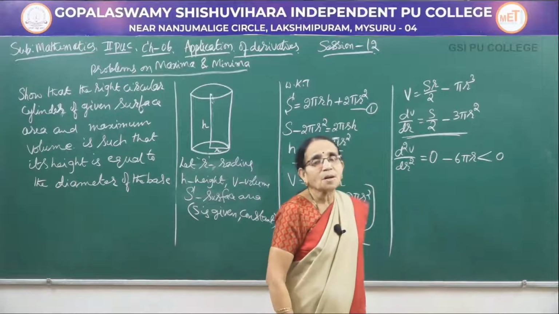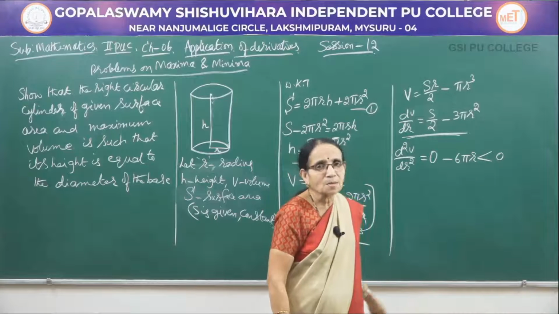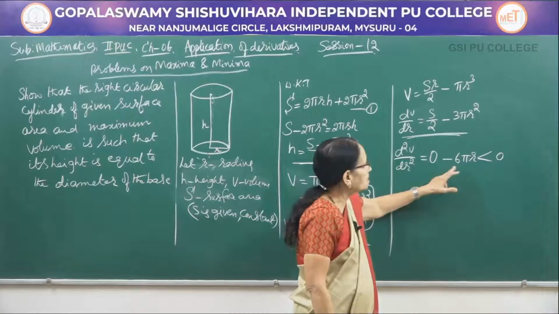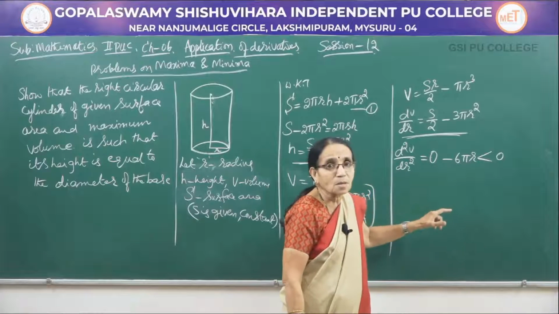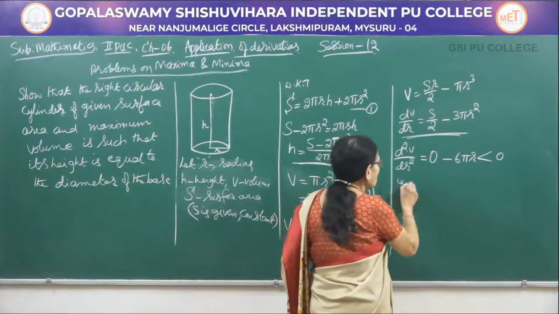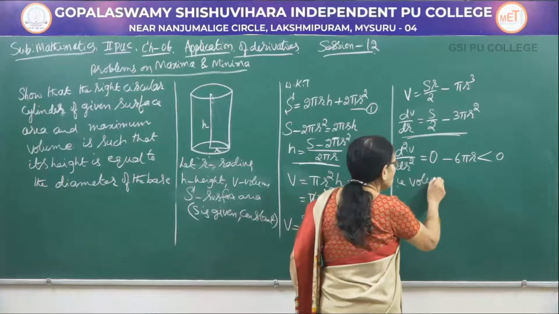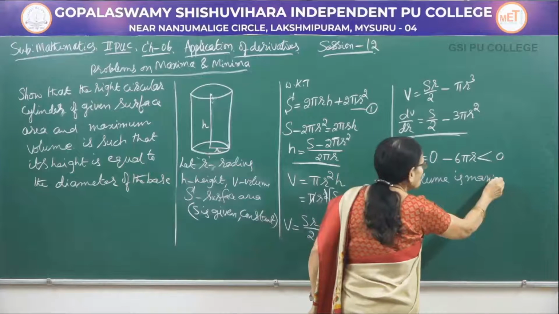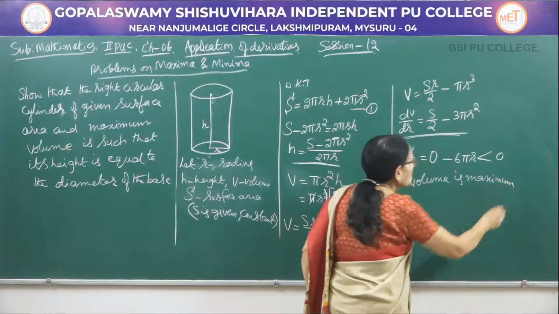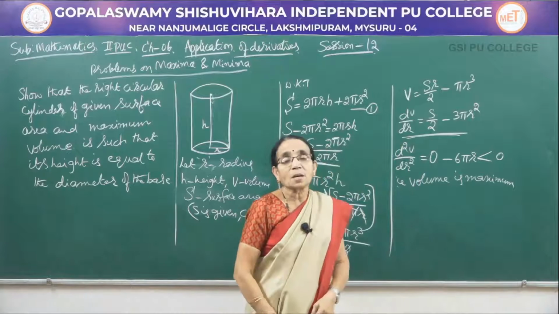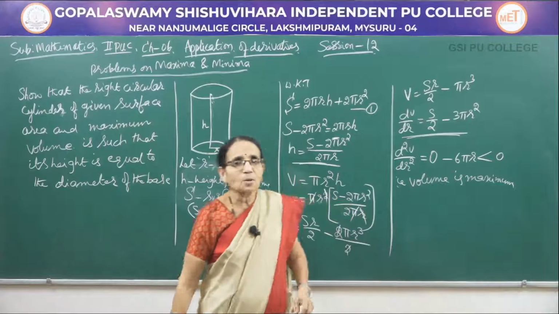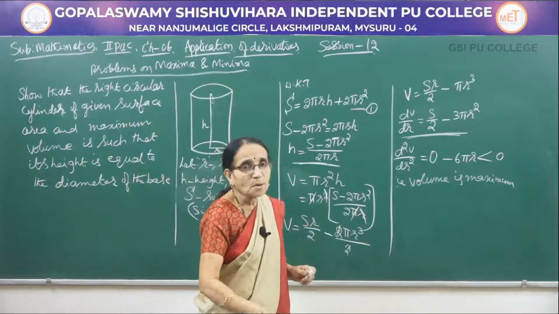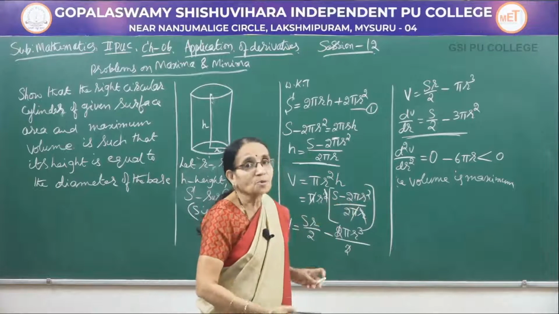What is the reason? Since r is a radius, being a radius it is always a positive quantity. So, the second derivative is negative. What does it imply? It implies that the volume is maximum. You know that we use the second derivative only to confirm whether it is attaining a maximum value or a minimum value. So, we know that the volume that is attained is maximum.